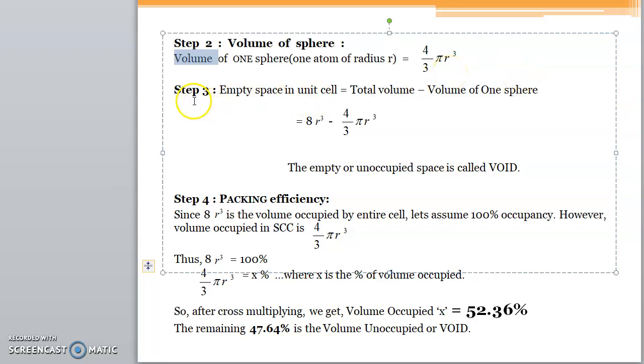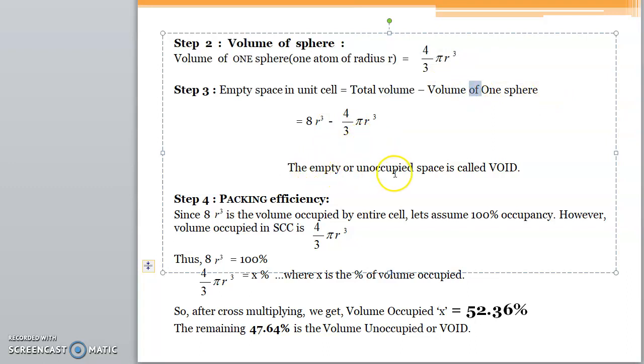Now the third step would be what? Empty space in the unit cell is nothing but the total volume minus the volume of one sphere. Why am I taking one sphere or one atom? Because in a simple cubic cell there's only one atom, correct? 1 upon 8 into 8 is equal to one atom. Therefore I put the total volume from step 1, which is 8r cube, and from step 2, the volume of one sphere, as 4 upon 3 pi r cube.